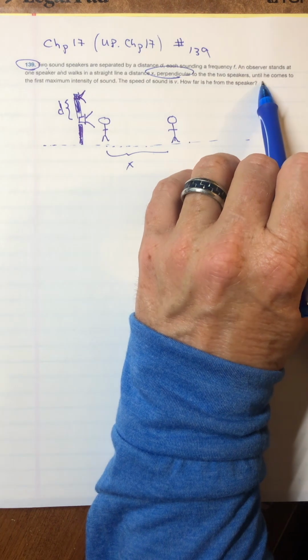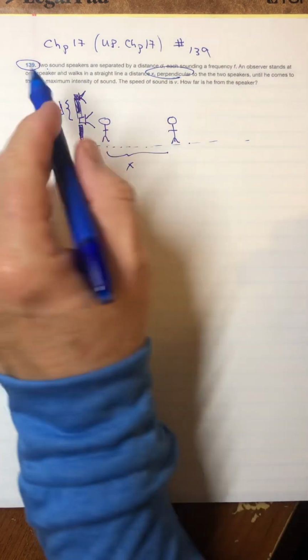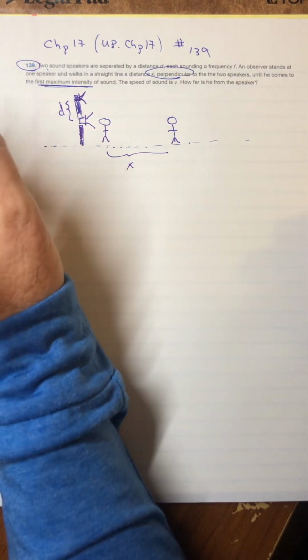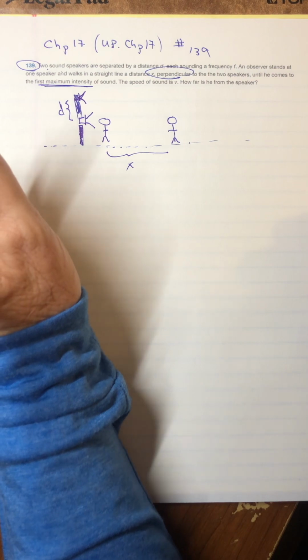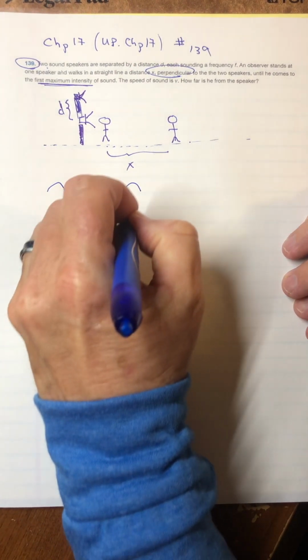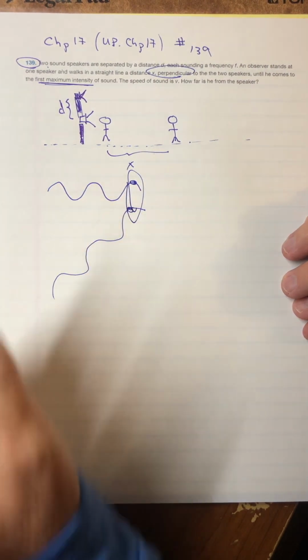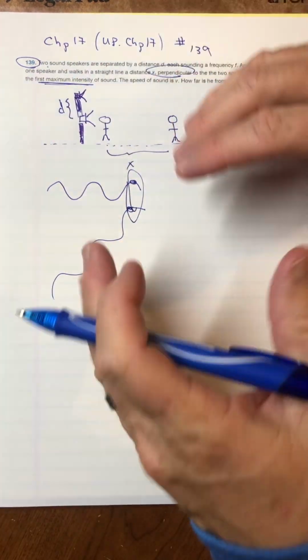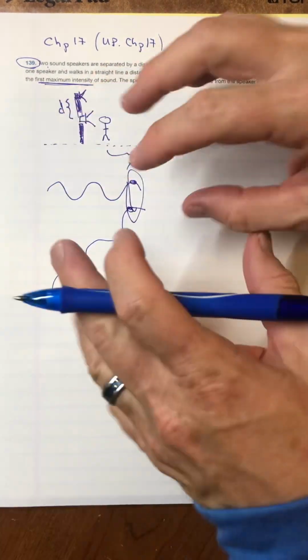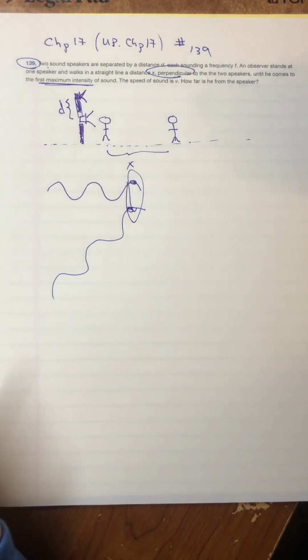Okay, but here's the physics part of this. Until he comes to a maximum intensity of the sound. And so this has to do with interference. If we have one wave, and we have another wave coming from another direction, you get constructive interference. You get maximums when the two crests line up, and then as they flow, it'll be the two troughs, and then the two crests again, as long as they're lined up. Crest is lined up with crest, and trough is lined up with trough.